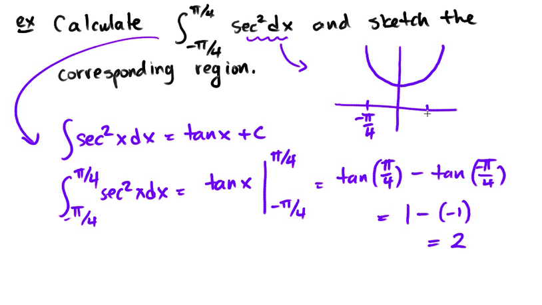Now a secant squared graph looks approximately like this, and negative pi over 4 is on this side, and positive pi over 4 is on this side, and the area that I have calculated is in green, and it turns out that that area is exactly 2 units, which is pretty incredible. Each side of the y-axis would therefore be 1.